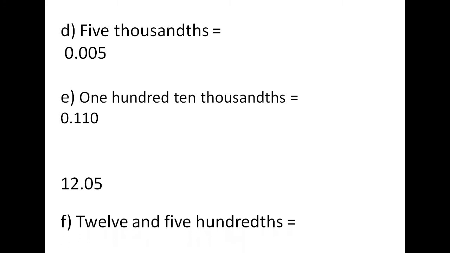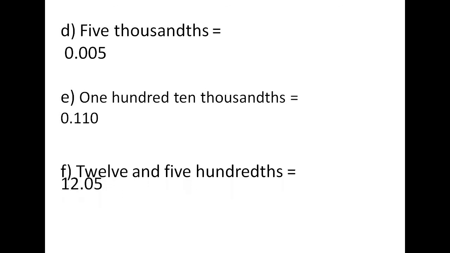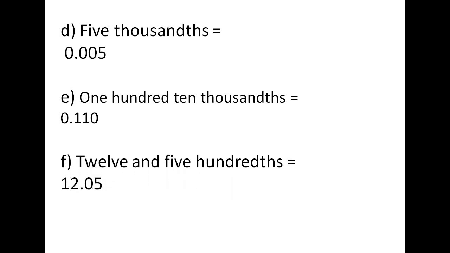Now the number which you are seeing, 12.05. 12 is a whole number, and in place of the point you can say "and", and 5/100. There is no tenth, so we have placed 0 here. 12.05, 12 and 05, 12 and 5/100.